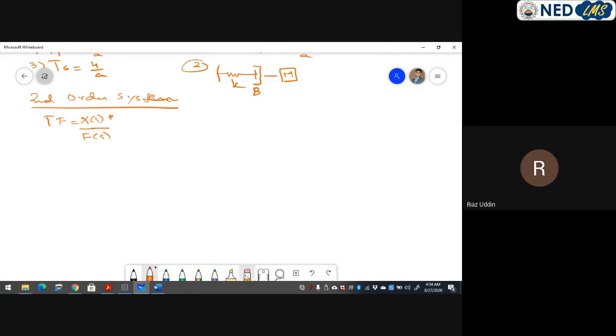I can remove this part especially. Okay, so when you have a transfer function something like this, 1 upon ms² + bs + k, what you can do is divide this transfer function by m on both sides. So if you divide it by m, this comes out to be 1/m upon s² + (b/m)s + k/m.